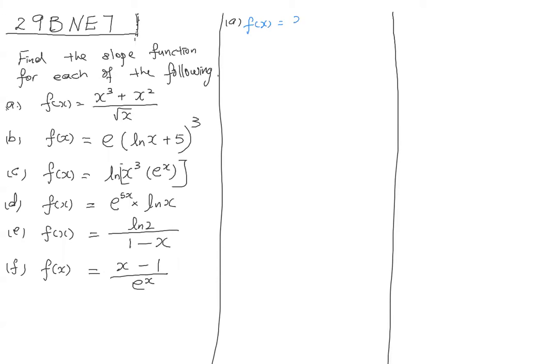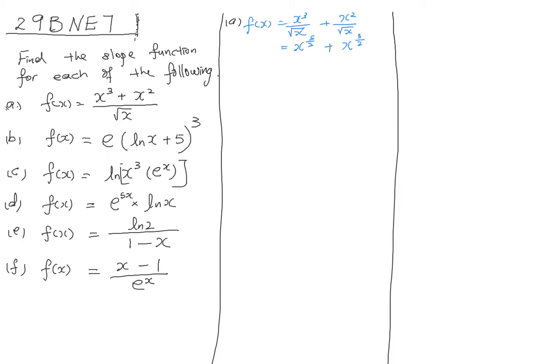There will be x cubed divided by square root of x plus x squared divided by square root of x. So you have to know that 3 minus half is 5 over 2, x to the power of 5 over 2, plus 2 minus half is x to the power of 3 over 2. So you got that, then only you start to use the simple rule, right?